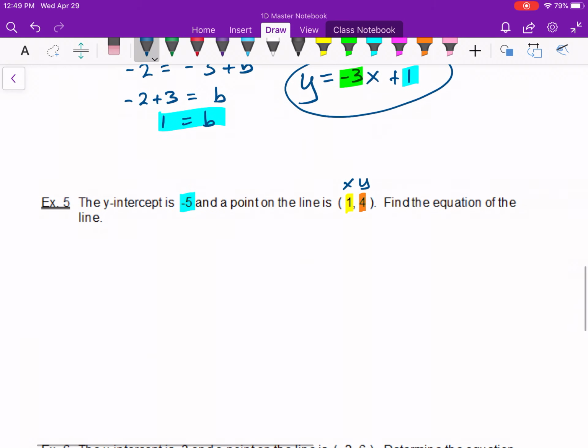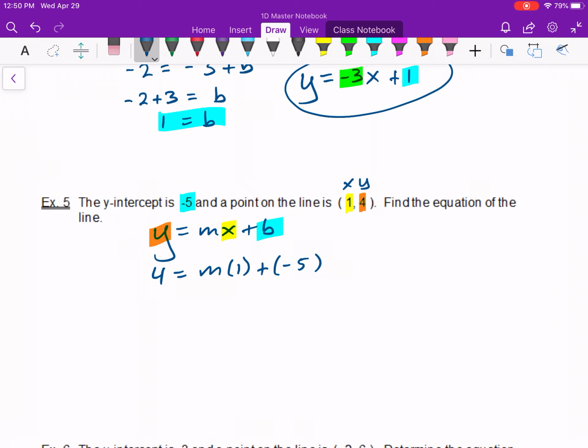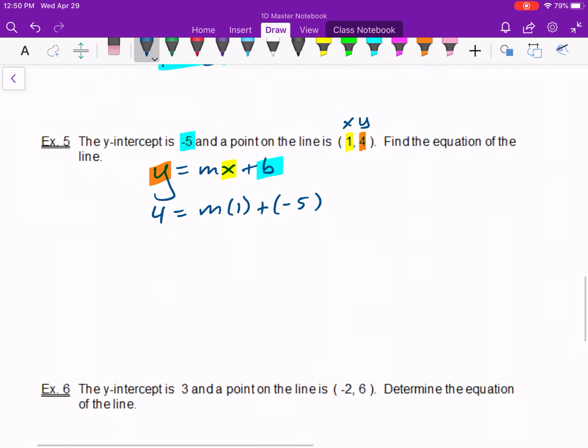In this case, I am being given the y-intercept, and I'm going to have to find the slope. So I'm going to have to try to find out what m is. That's the only difference, but it's going to come down to solving an equation again. Y is 4, don't know m, x is 1, b is -5. All right, so I put everything in its proper place. That's the key.